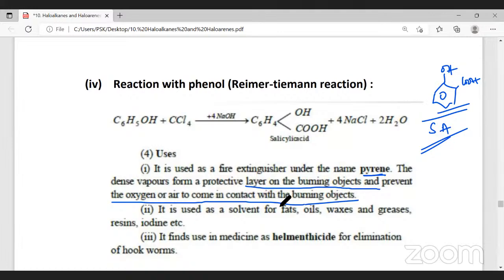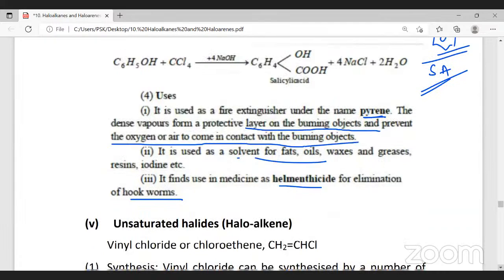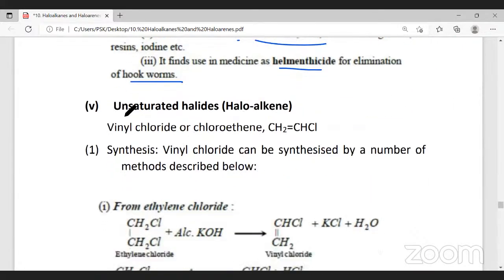It is used as a solvent for oils, fats, waxes, and grease. It is used in medicine as a helminthicide for elimination of hookworms. It's also used as a medical component.